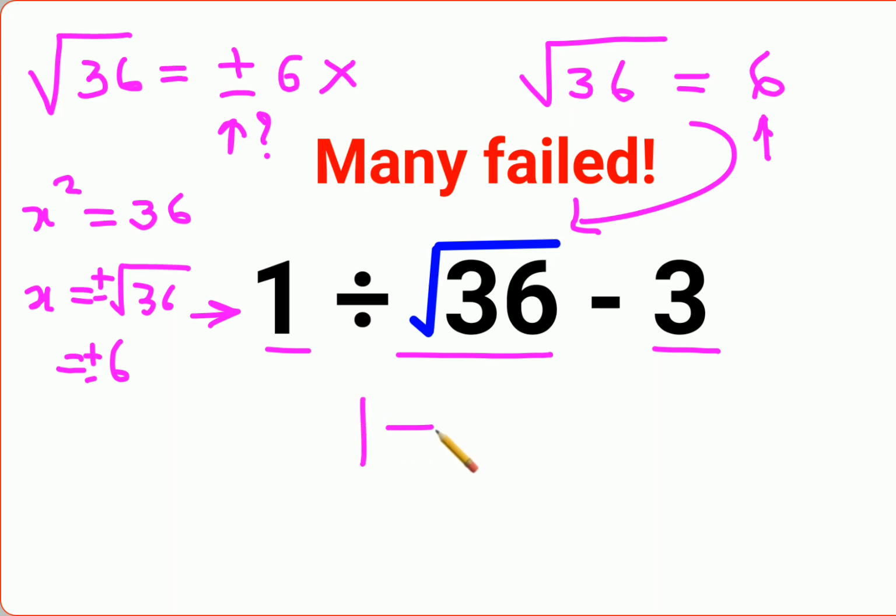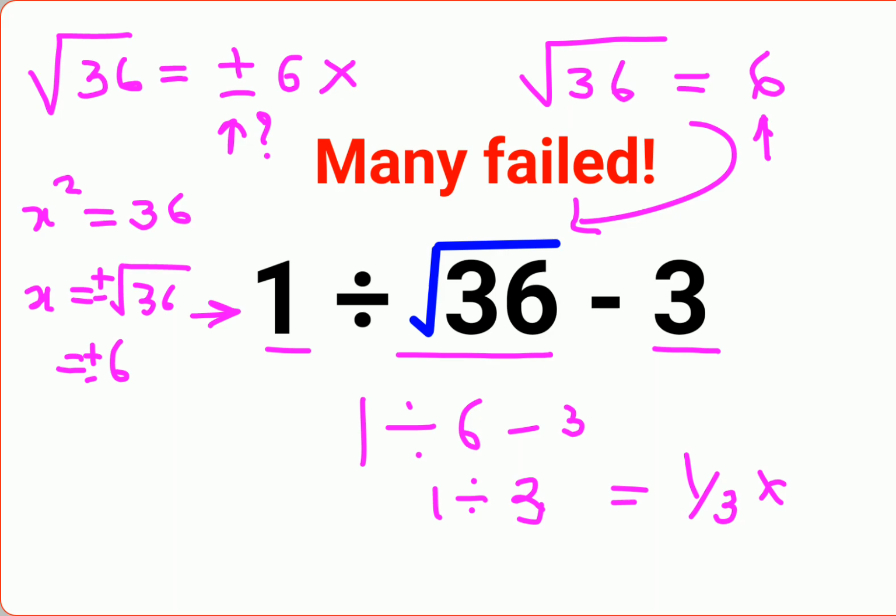So the answer is 1 divided by, instead of root 36, we will write 6 minus 3. Now here a lot of people make a mistake. They think that we will do 1 divided by 6 minus 3, which is 3. So sorry, 1 divided by 3. So the answer is 1 upon 3. The answer is incorrect.